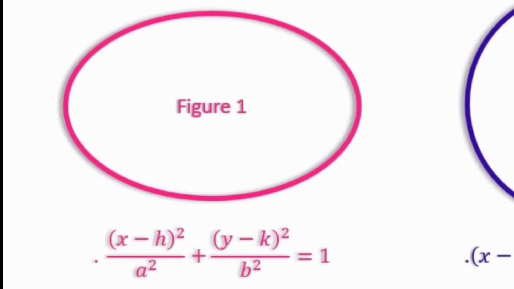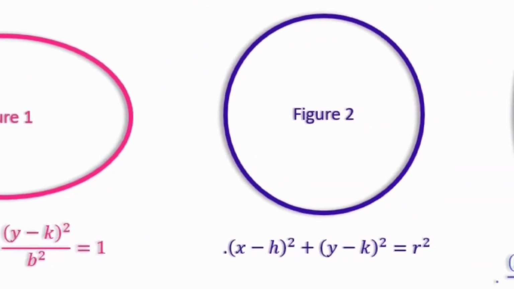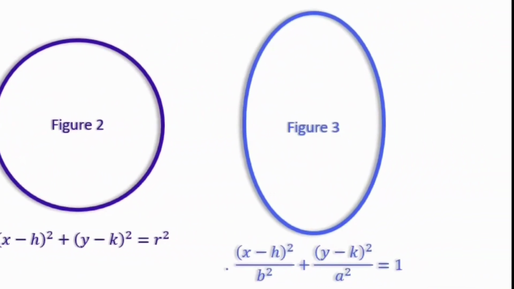So the standard equation will be x minus h squared all over a squared plus y minus k squared over b squared is equal to 1. And if we have a circle na na-stretched vertically, the standard equation will be x minus h squared all over b squared plus y minus k squared all over a squared is equal to 1.